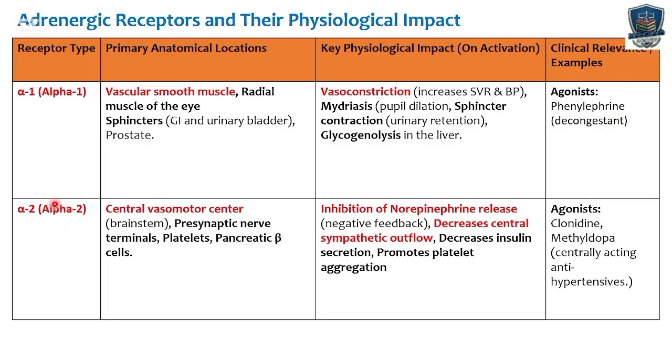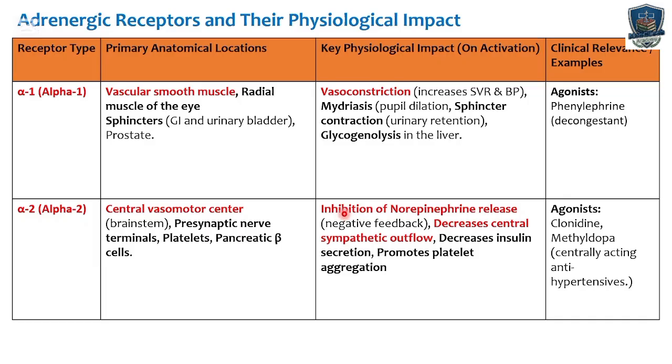Our last row has alpha 2. If you see alpha 2, think of the central vasomotor center, the brainstem, and also the presynaptic nerve terminals. Apart from that, they may also be found on the platelets and the pancreatic beta cells. But for this class, let's just focus on the central vasomotor center and maybe the presynaptic nerve terminals. So for alpha 2, think of the central vasomotor center. What are the impacts?